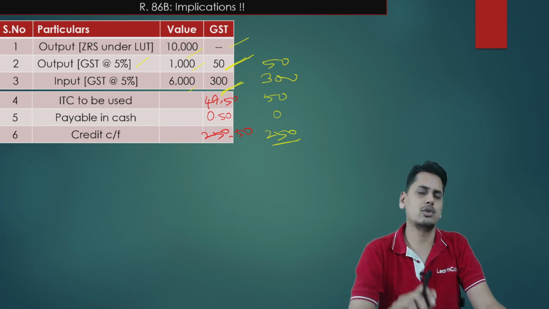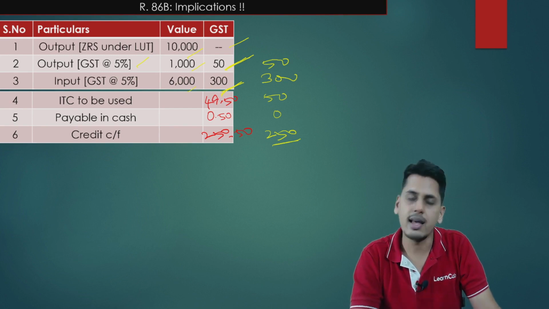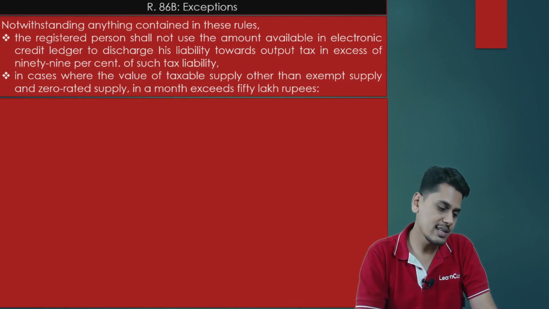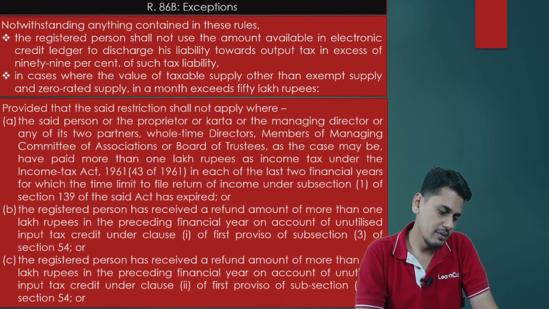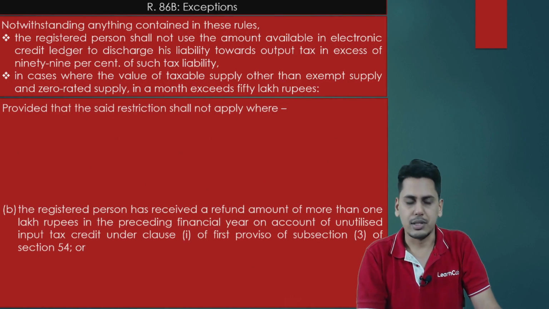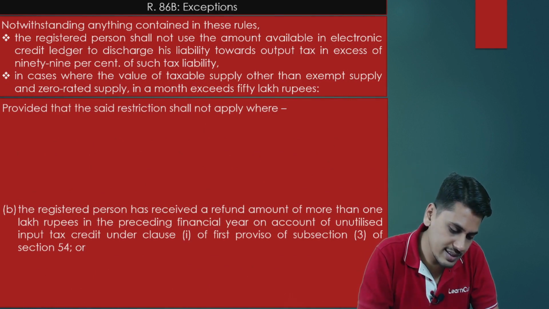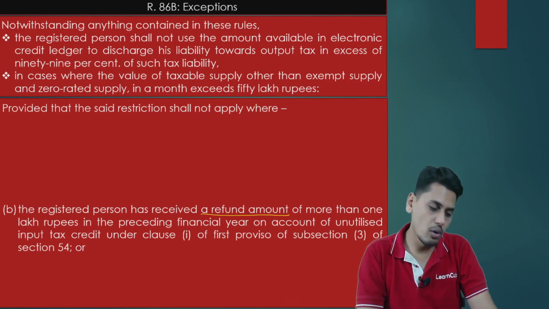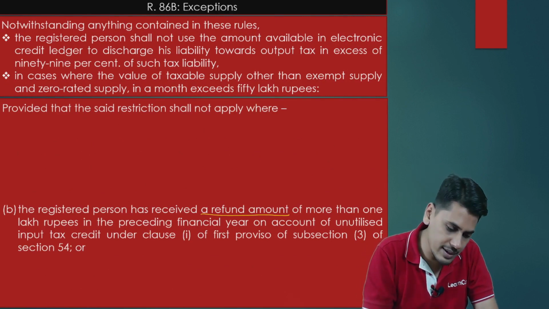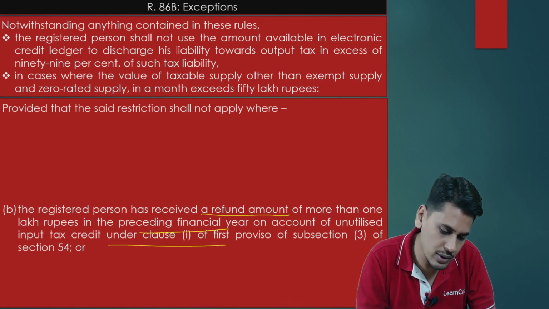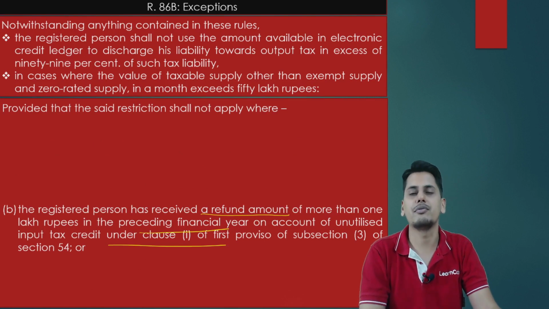So therefore, should there be any relaxation given? The answer is yes. Let's have a look if there is any relaxation. So 86B exceptions. These are the exceptions to 86B, which states that, second exception, we'll see the first exception a little later on. The registered person, if he has received a refund amount of more than 1 lakh rupees in the preceding financial year on account of unutilized ITC under clause 1 of first proviso to subsection 3 of section 54.